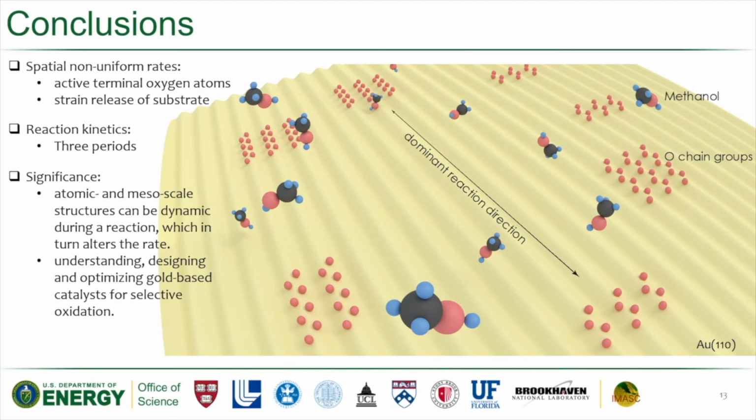During the reaction, there are three different periods: induction period, slow reaction period, and fast reaction period. What we found is that these changes of the surface structure, both atomic and mesoscale structure, can be dynamic during the reaction. And that can actually influence the reaction rate as the reaction develops. With these insights, we hope that understanding can contribute to designing and optimizing gold-based catalysts for selective oxidation reactions.